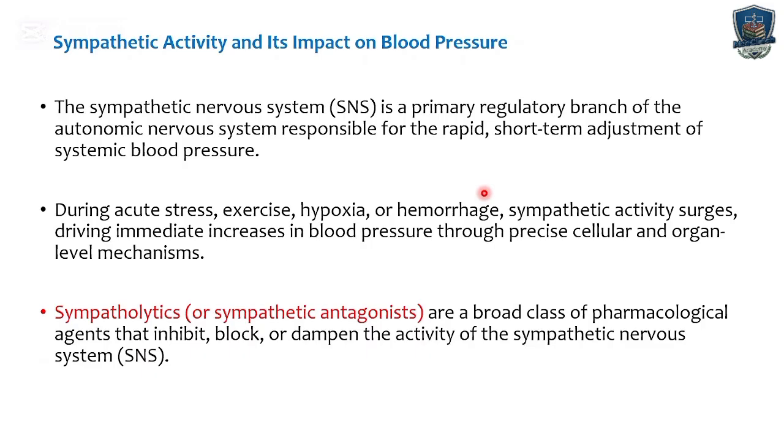Sympatholytics, or sympathetic antagonists, are a broad class of pharmacological agents that inhibit, block, or dampen the activity of the sympathetic nervous system. These are the drugs used to dampen the activity of the sympathetic nervous system. Remember, sympathetic activity leads to an increase in blood pressure, and if our aim is to decrease blood pressure, then we have to go against the sympathetic activity. The drugs that go against sympathetic activity are called sympatholytics or sympathetic antagonists.